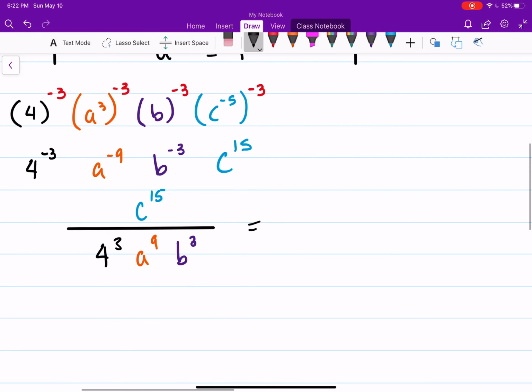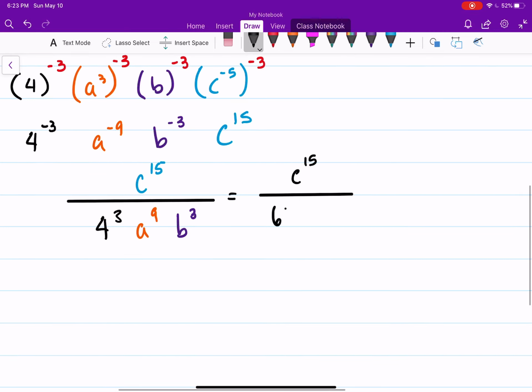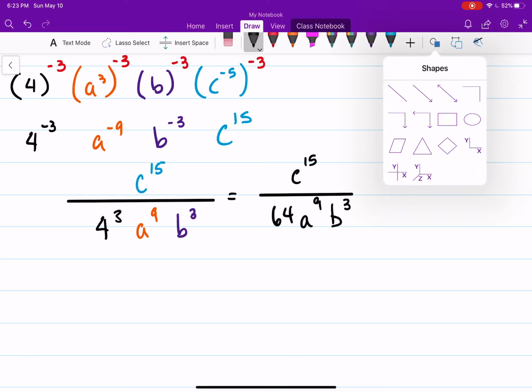I know it seems like so much work, but it's okay. All right, so what is actually my answer? My actual answer is going to be C to the 15th, and the reason why it's not done yet is because of the 4 to the third. And 4 to the third, you can put in your calculator as 4 caret 3, or do 4 times 4 times 4, which is 64. A to the ninth and B to the third. Now that's my answer.